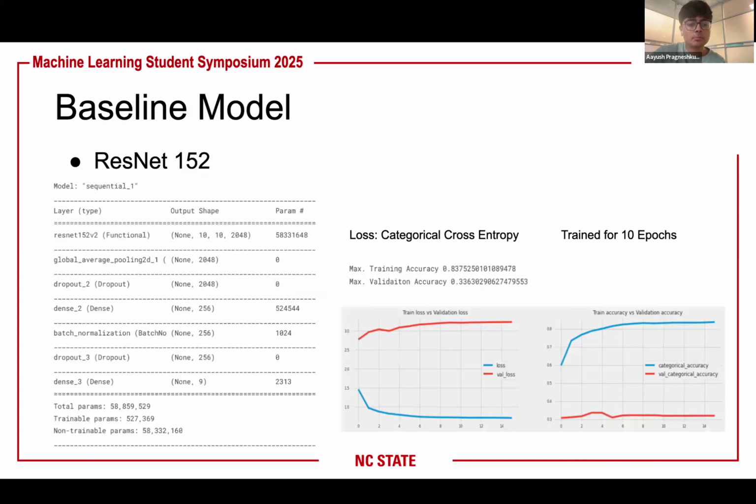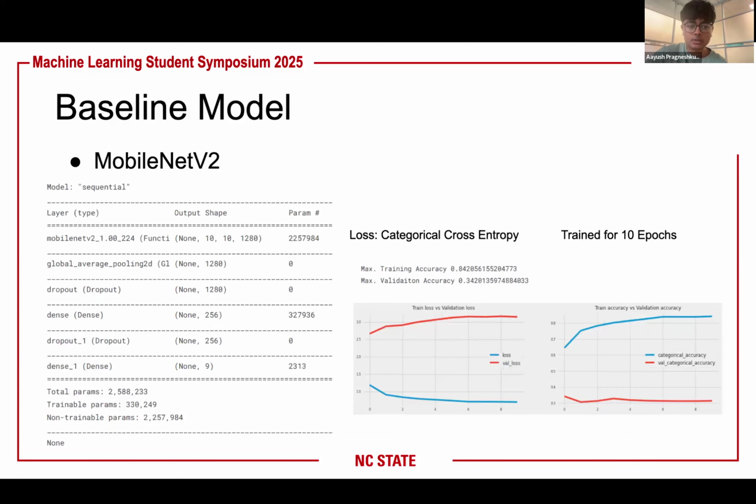So this is the baseline model which we created in the first half of our project. We decided to go with ResNet 152. As you can see from the training accuracy, it was decent, but the validation accuracy was not up to the mark. So there was a model overfitting issue in this scenario. So we decided to go with a lighter model. So we opted for MobileNet version 2.